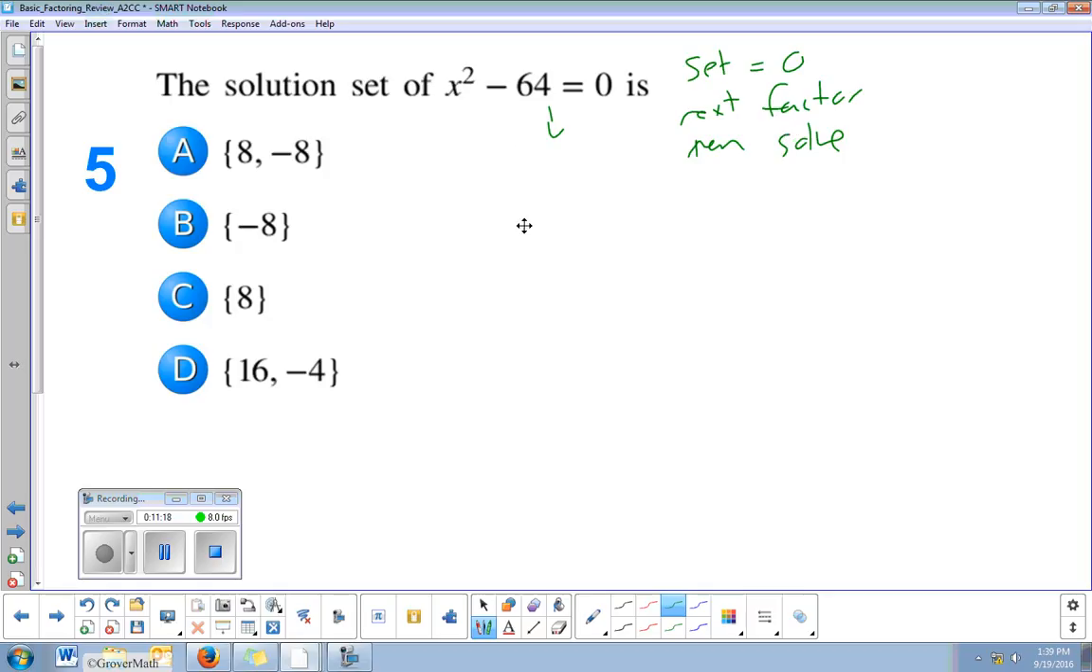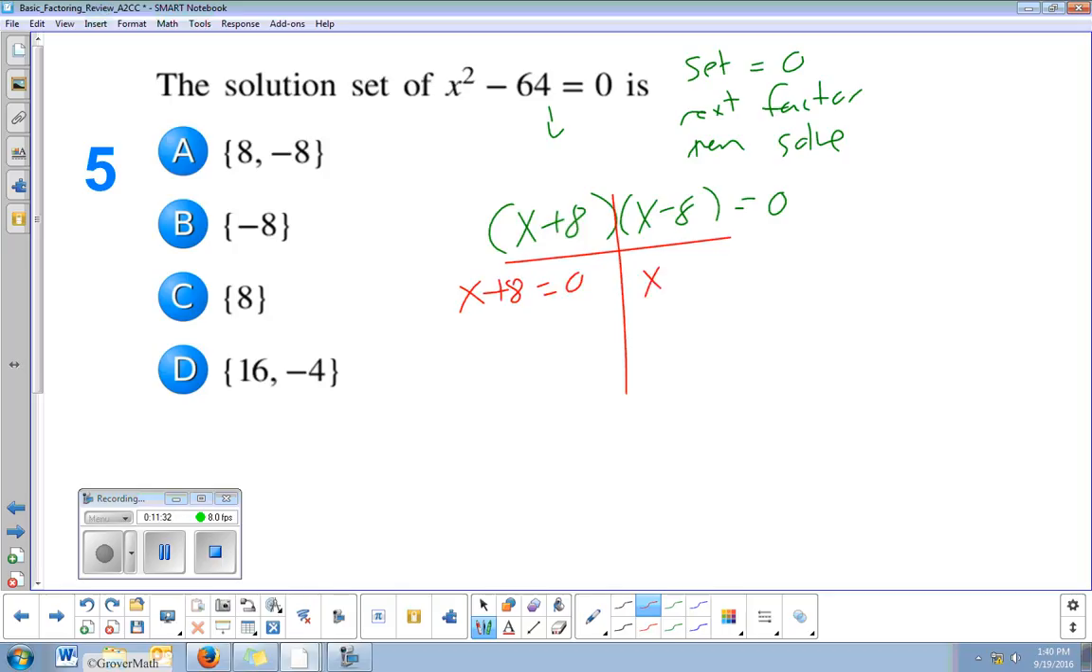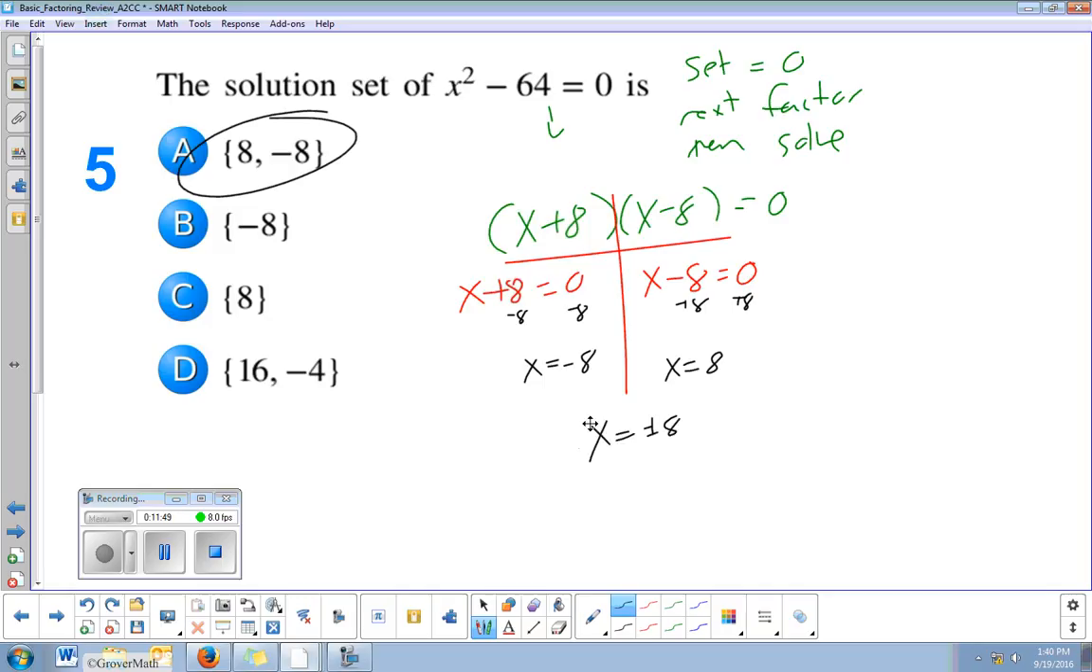So if I factor x squared minus 8, that's going to give me x plus 8, x minus 8. Keep it equal to 0. Once it's factored, you set each term equal to 0. So x plus 8 equals 0, x minus 8 equals 0. And then you just solve these little mini linear equations. Minus 8 on both sides, I get x equals negative 8. Add 8 both sides, x equals positive 8. And so it is 8 and negative 8. We could actually write that as plus or minus 8.